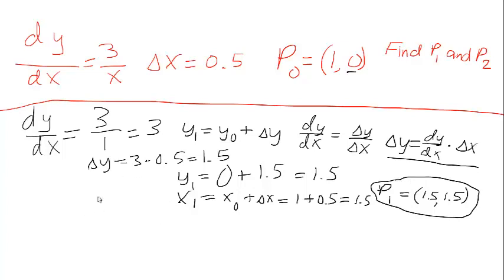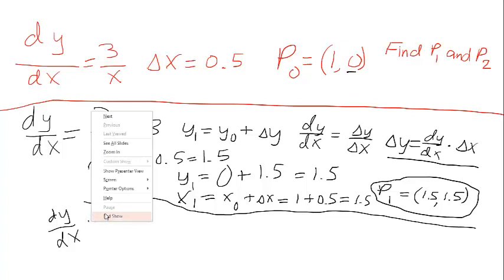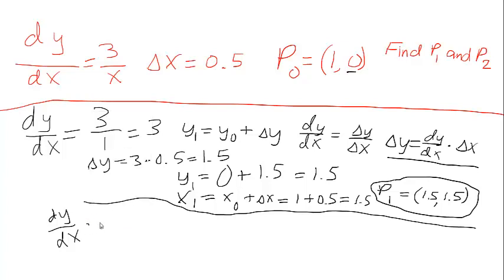And let's quickly find p sub 2. So same thing. Now our dy over dx at x sub 1, times delta x, is our delta y for p sub 2. So dy over dx is 3 over x sub 1 now, and we found that was 1.5. And then delta x is still 0.5, so we find that delta y equals 1.